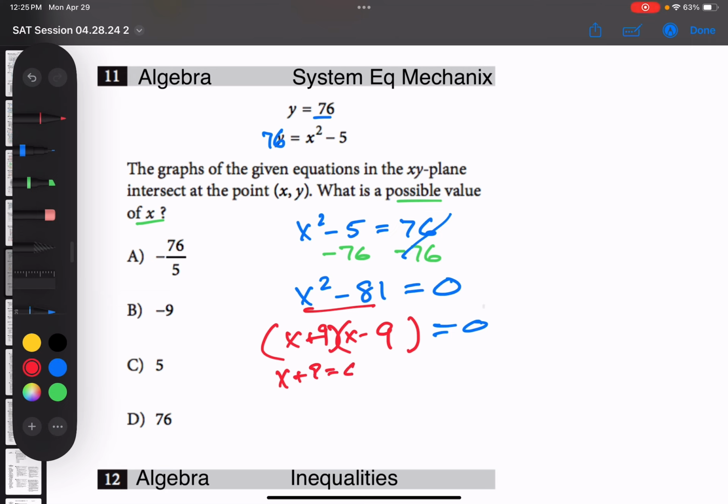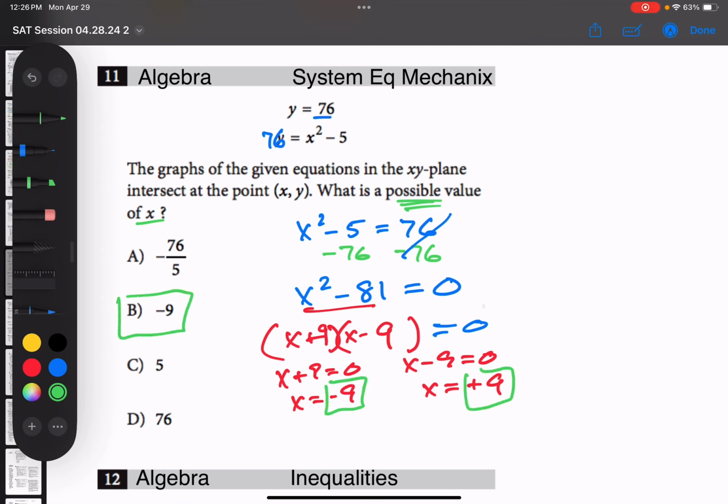Now do each one to equal 0. x plus 9 equals 0, so x equals a negative 9. And the other side, x minus 9 equals 0, so x could equal a positive 9. Again, the question: what is a possible value of x? It's either going to be a negative 9 or a positive 9. Take a look at your answer choices. They do not show us a positive 9, but B is our answer.